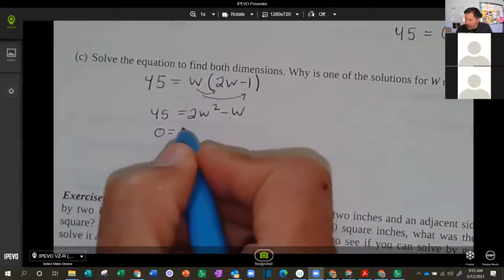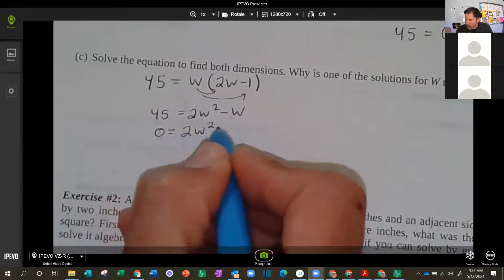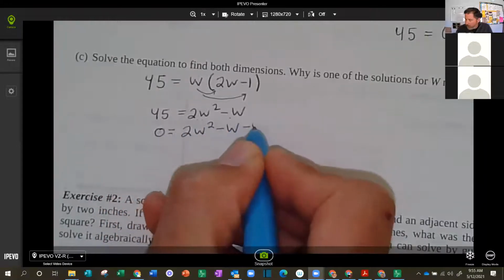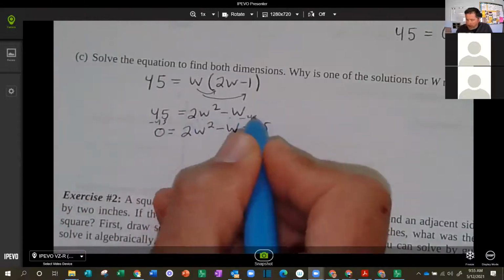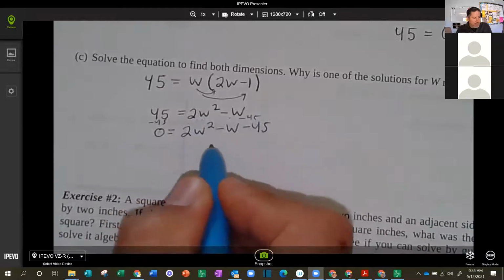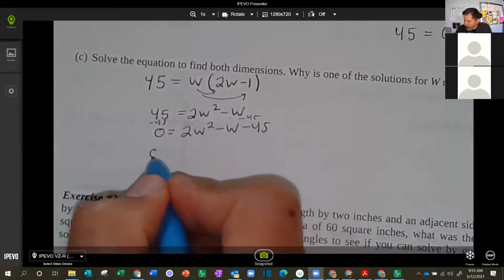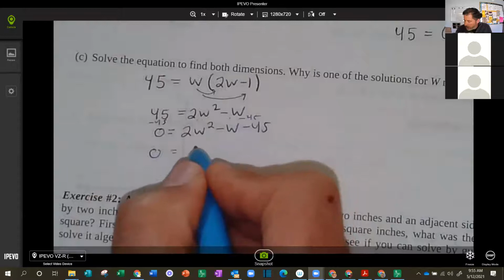So the left side gets to be 45, and the right side is 2w squared minus w minus 45, because notice I have minus 45 from both sides. At that point, I'm going to factor this. And this one is a hard one. I'm not going to lie to you. This one is a hard one.